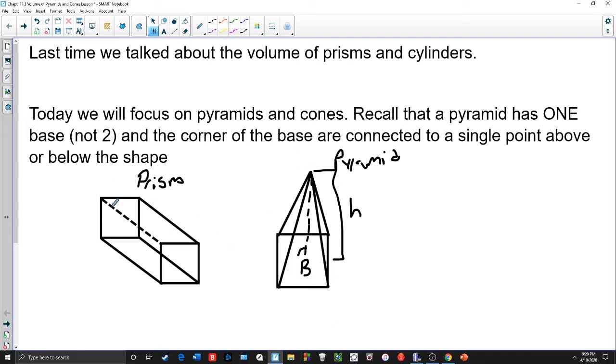Whereas in a prism, it has two bases. This is base 1, and this up here would be base 2. So two base shapes connect at the corners, and again, the height in a prism is the distance from one base to the other. So the height is basically the line that connects the two bases, whereas in a pyramid, the height is a line that connects the top to the bottom base, because there is no second base to go to.